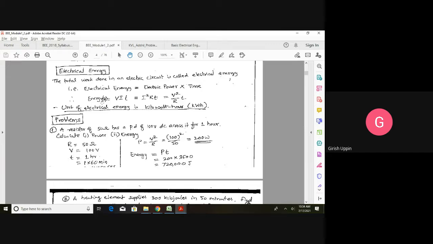is represented in kilowatt hour, kWh, or watt hour. So it depends on what unit you have. For household connections, the unit is nothing but kilowatt hour. You can represent it as kilowatt hour or watt hour or watt second, whichever unit you want, but the most used unit is kilowatt hour. VIT is the energy, and we know power can be represented as I square R into T, V square by R into T.